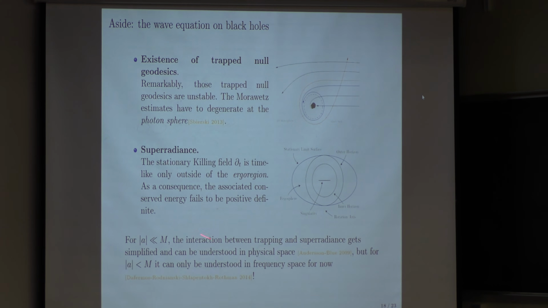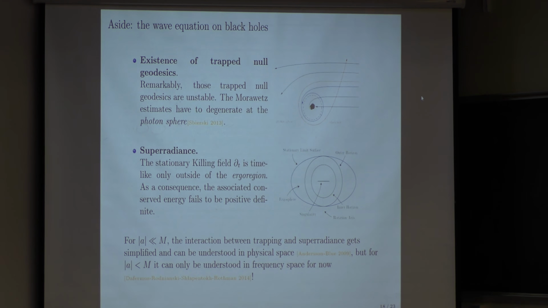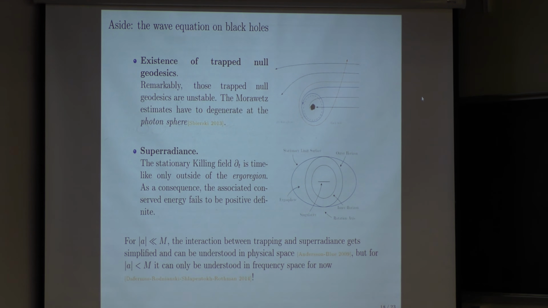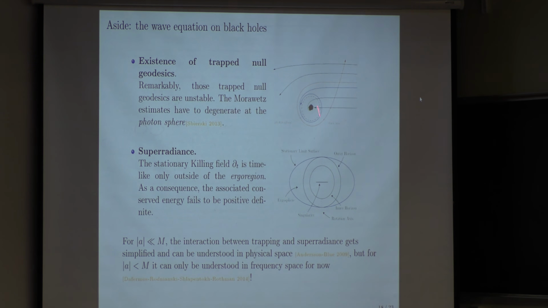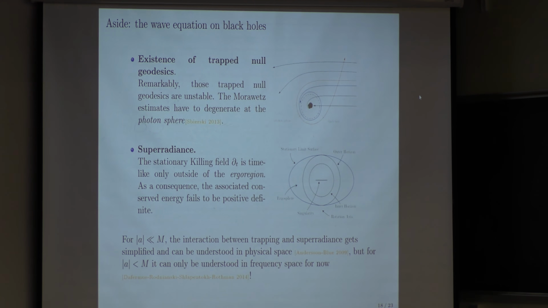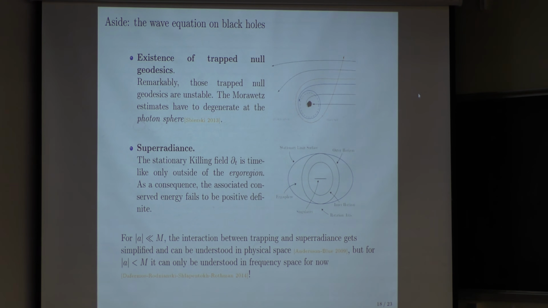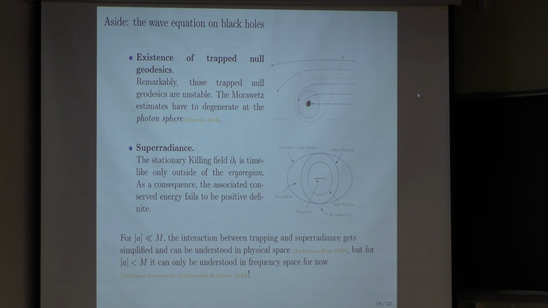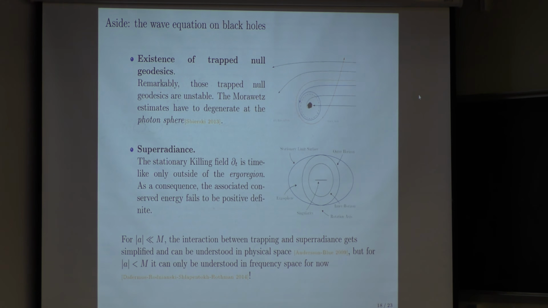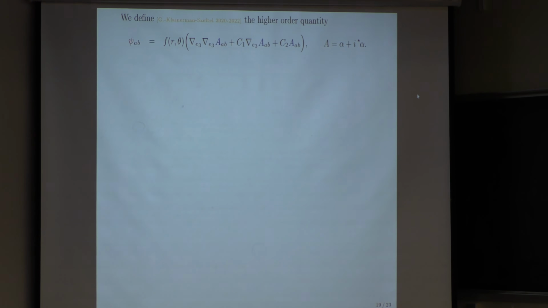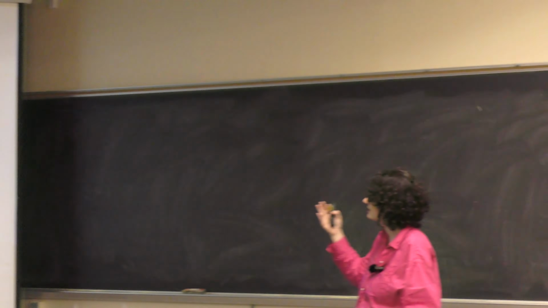So for small a, the interaction between these two things, trapping and superradiance, is simplified and can be understood in physical space, without taking the Fourier transform. While for large a, the only proof that we know to deal with these two things uses frequency space. That's why our theorem in the nonlinear proof is only valid for small a: for the nonlinear picture, we don't know how to use frequency space because we don't have the symmetries anymore, so we don't know how to take the Fourier transform, for example. So we want to work in physical space, but in physical space we only know how to deal with this for small a, for the moment at least. Okay, so what we do is define this higher order quantity.